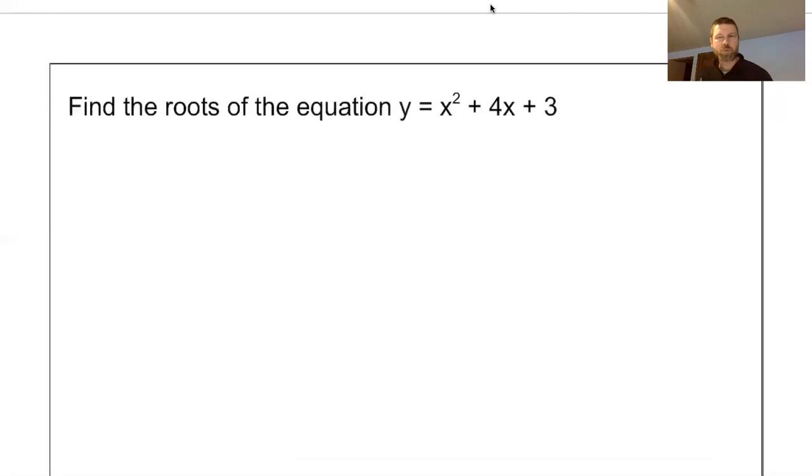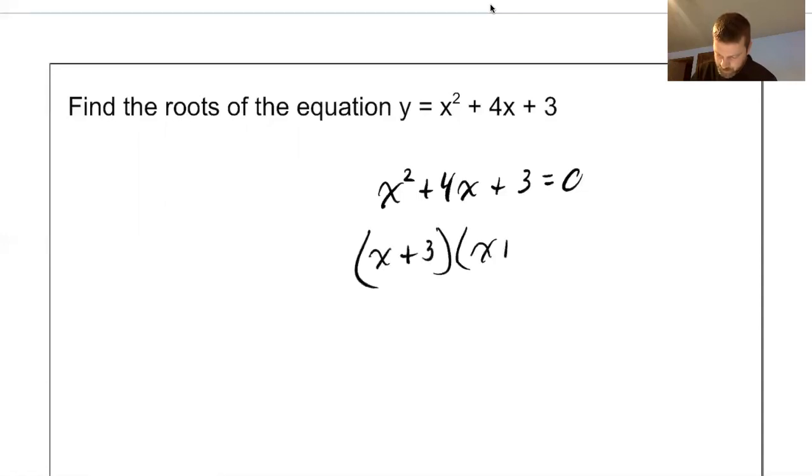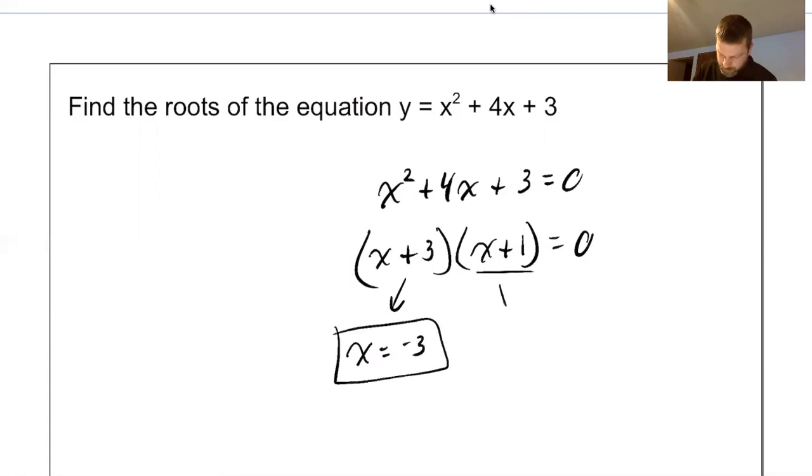If I asked you to find the roots of y equals x squared plus 4x plus 3, it's really just asking, when does x squared plus 4x plus 3 equal 0? The roots would be what make them equal to 0. So it's an easy one for this. Factor it. x plus 3 times x plus 1 equal to 0. I get one root from this side of -3 and one root from that factor of -1.